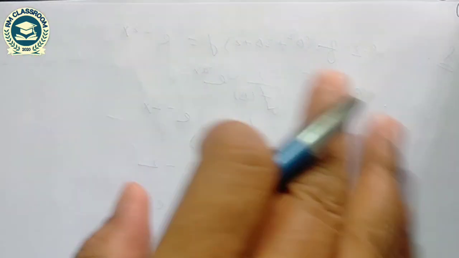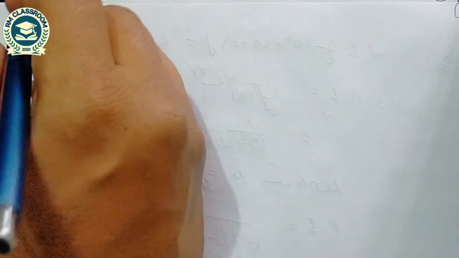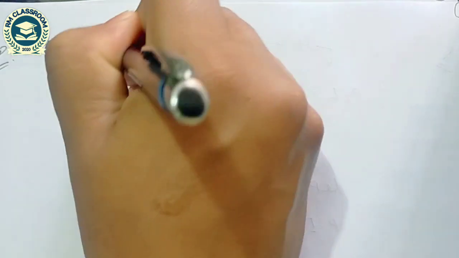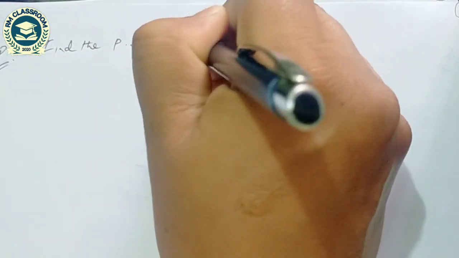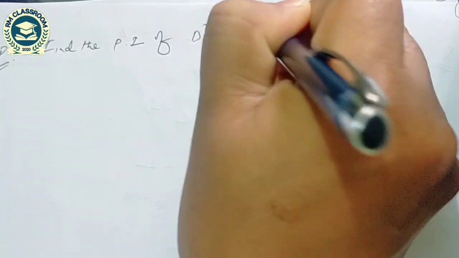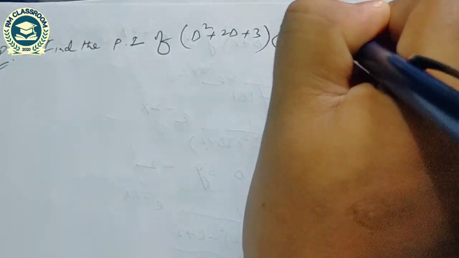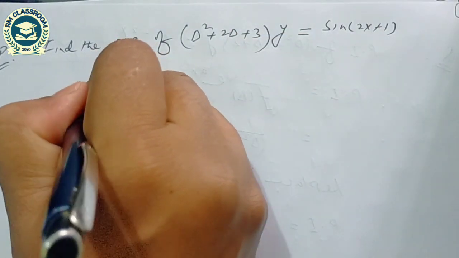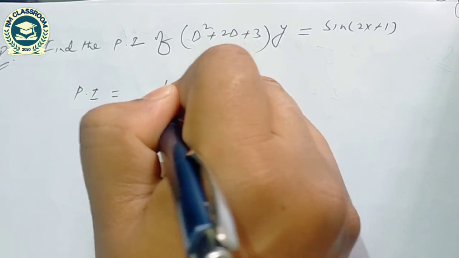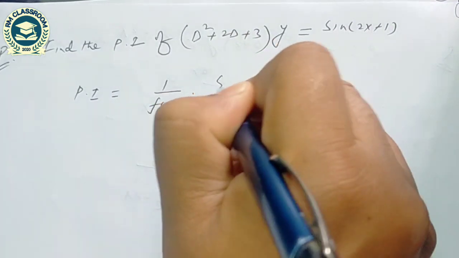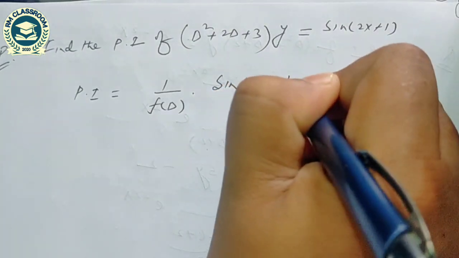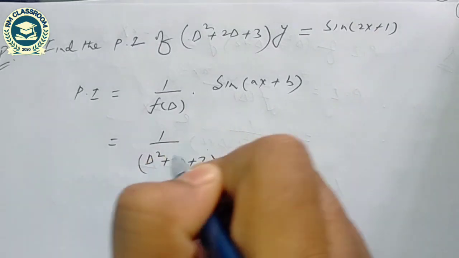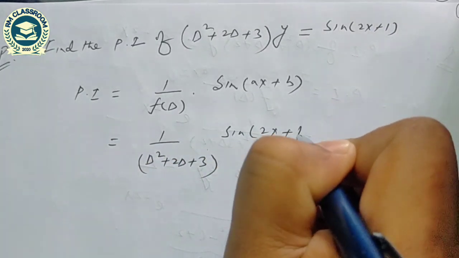So let us take one example. With the help of an example it will be more clear. Find the particular integral of (D² + 2D + 3)y = sin(2x + 1). So the particular integral is 1 by f(D) into sin(ax + b), where f(D) is D² + 2D + 3, sin(2x + 1).